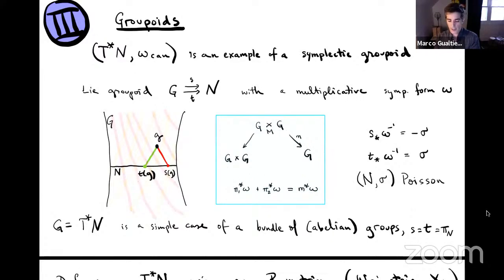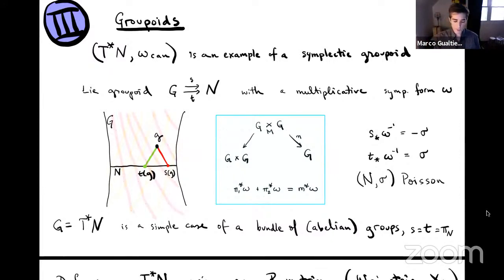These were introduced by Alan Weinstein and have been studied for decades in the symplectic school, in the Poisson school. They're very useful for studying Poisson manifolds. The reason for that is that this space of arrows has, oh yeah, I usually draw groupoids this way. The points in it are arrows and they go from this point to this point. So you should think of this point as being an arrow from S of G to T of G.